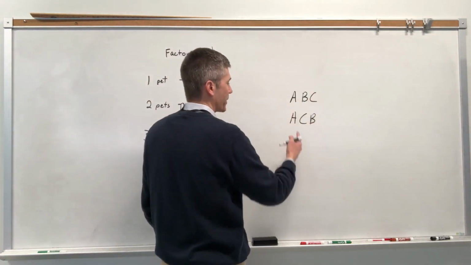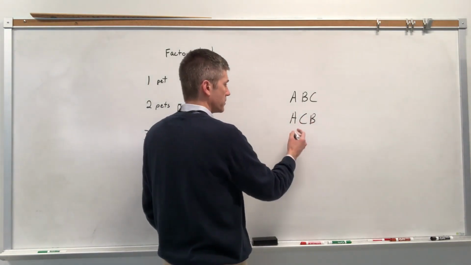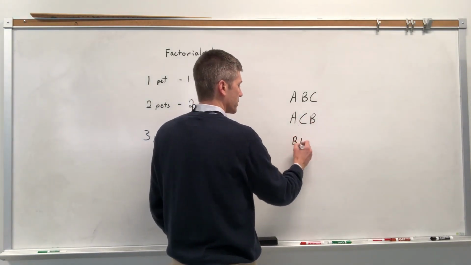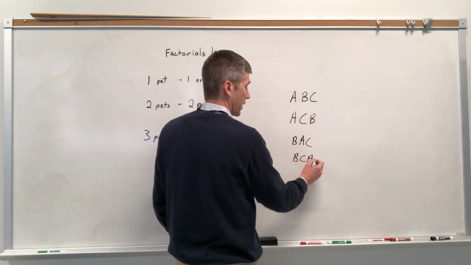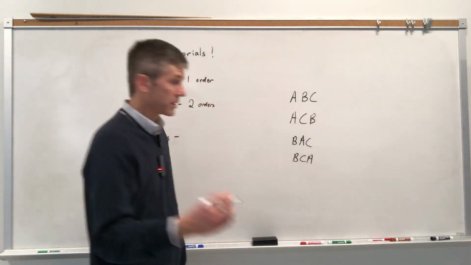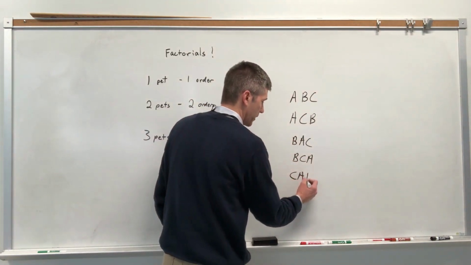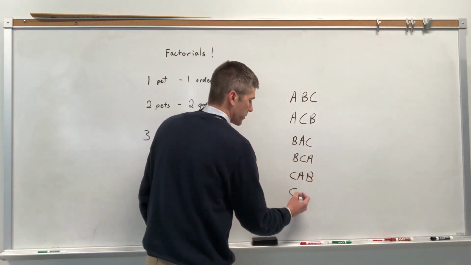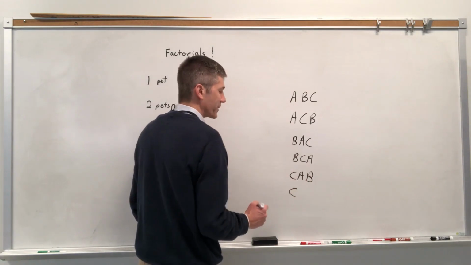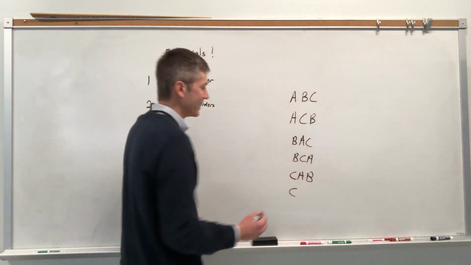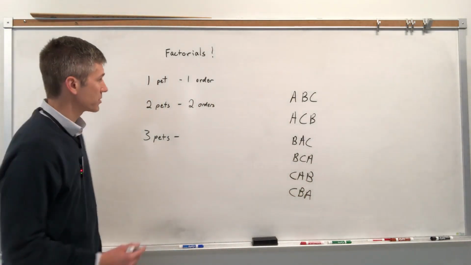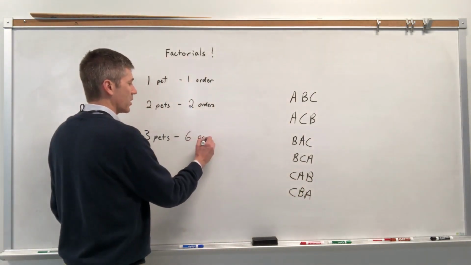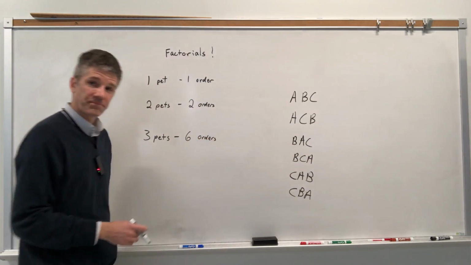Alligator, baboon, cow. Alligator, cow, baboon. Okay, maybe I could do the baboon first, then alligator, then cow, or baboon first, then cow, then alligator. Or maybe I could take the cow first, then the alligator, and then the baboon, and then the baboon, and then the alligator, and this is all I could do. So there are 6 orders, okay?